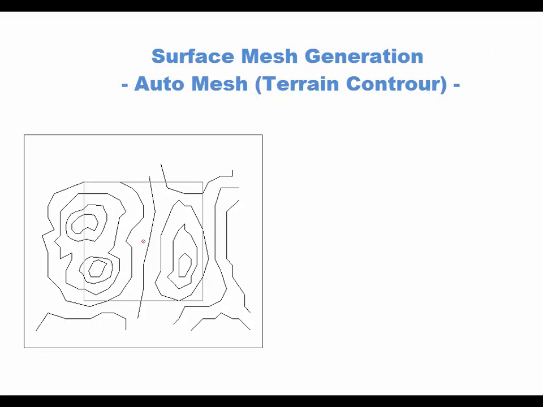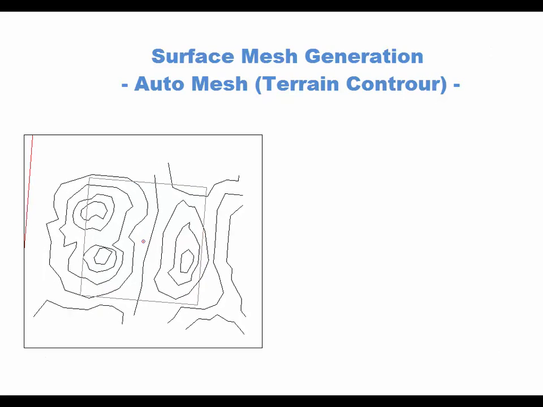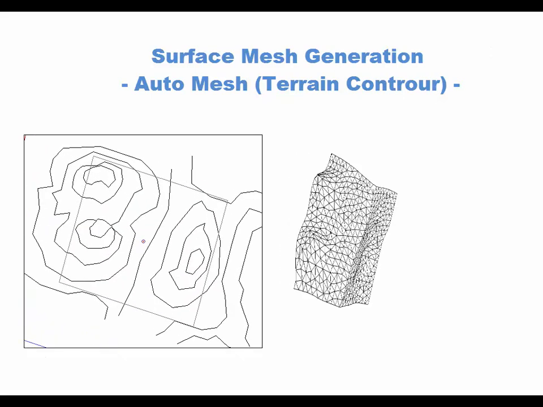Auto mesh. Terrain contour is a function of Visual FEA, to generate meshes over a terrain surface represented by elevation contours. The mesh region is defined by a series of boundary curves. The density of the mesh is determined by the divisions of the curves. The meshes are generated in the region mapped with the terrain surface.